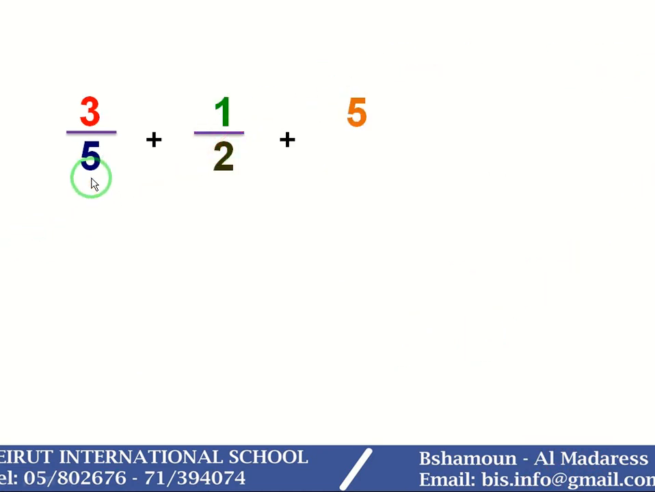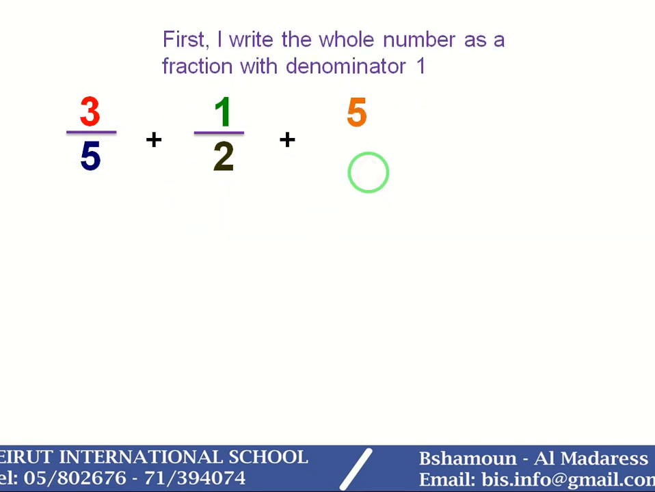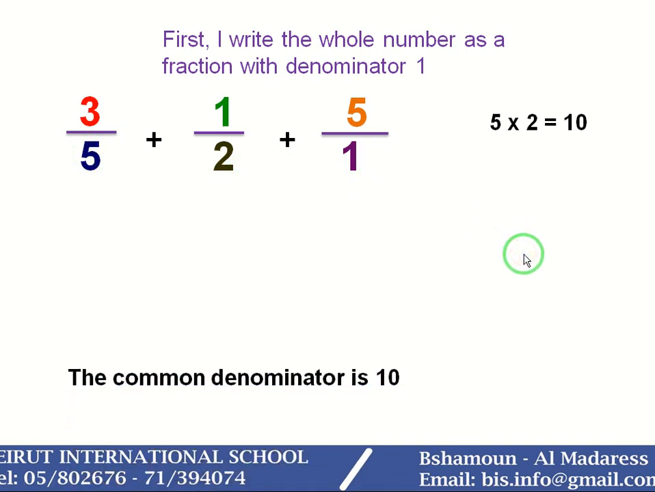Now, what about this? I have two fractions and a whole number. The whole number, I have to write it as a fraction with denominator 1. Now I have three fractions. I want to find the common denominator. So if I multiply 5 by 2, I get 10. 10 is a multiple of 5 and 2 and 1. So the common denominator is 10.